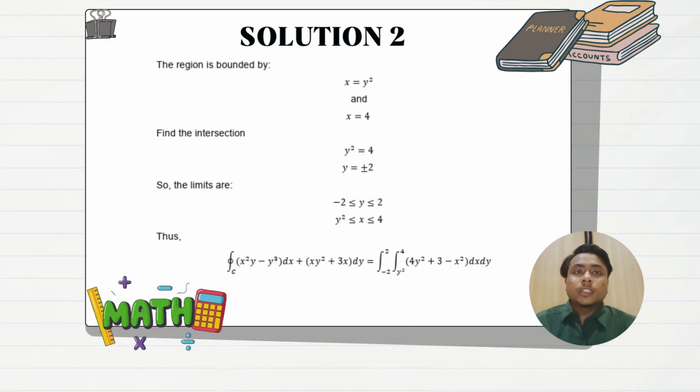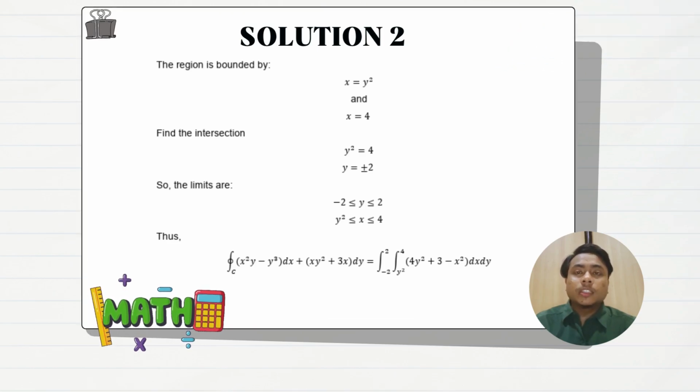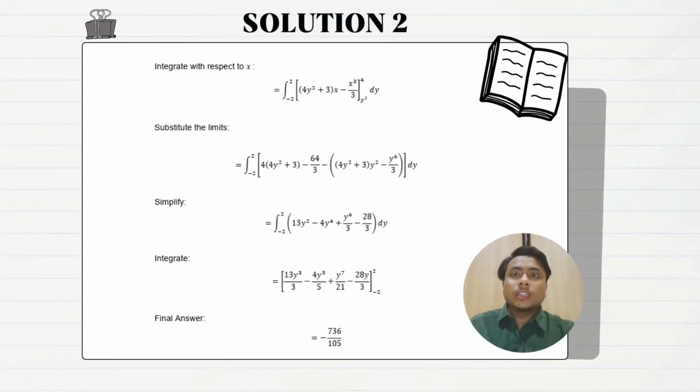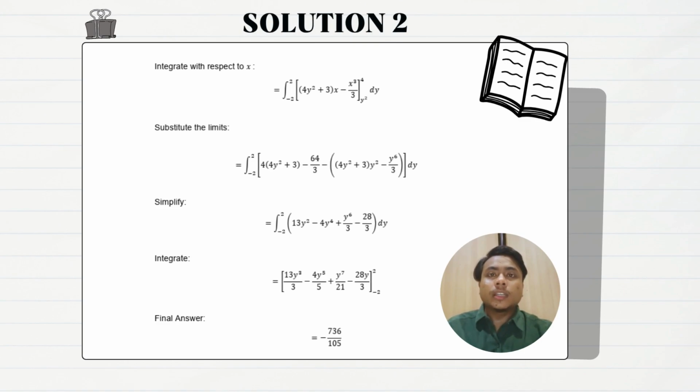Finally, I substitute these limits into the double integral. Then I integrate with respect to x and substitute the upper and lower limits. After simplifying, I integrate with respect to y. The final value of the line integral is negative 736 over 105. This shows how Green's theorem simplifies the calculation by converting a line integral into a double integral. Next, let's see how MAPLE solvers solve this problem.